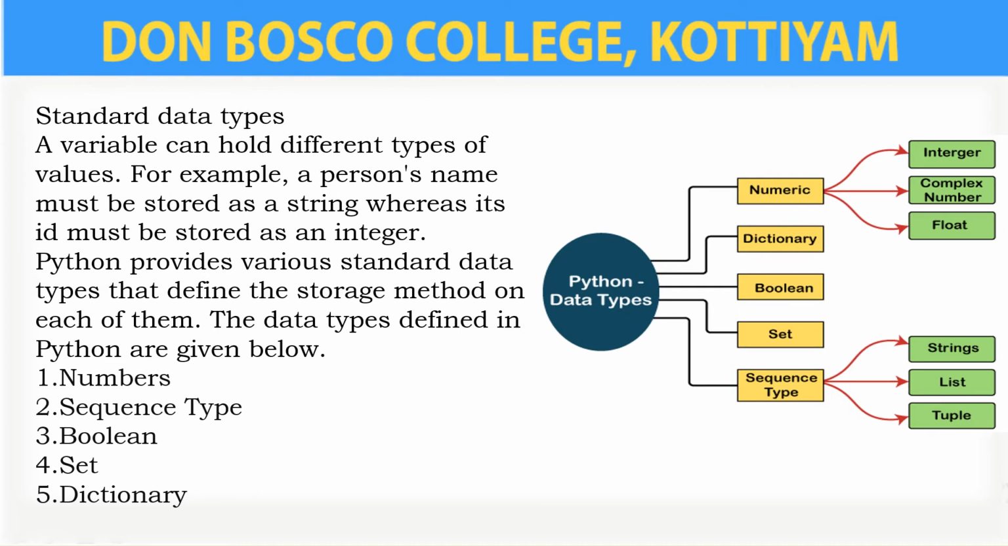Now coming to data types. Data types are the classification or categorization of data items. It represents the kind of value that tells what operations can be performed on a particular data. Since everything is an object in Python programming, data types are actually classes and variables are instances of these classes. So the different built-in data types of Python are numeric, dictionary, boolean, set, and sequence type.